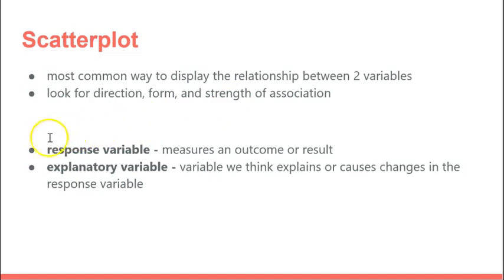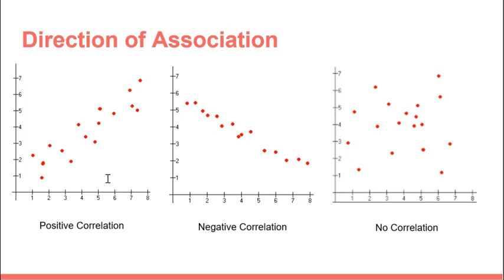Okay, we're going to use the same terms that we did when we talked about experiments. Response variable is the outcome or result, so that would be like your dependent variable in science. And then explanatory variable is the one that we think can explain or cause a change in the response variable, so that would be your independent. Okay, so response is dependent, explanatory is independent.